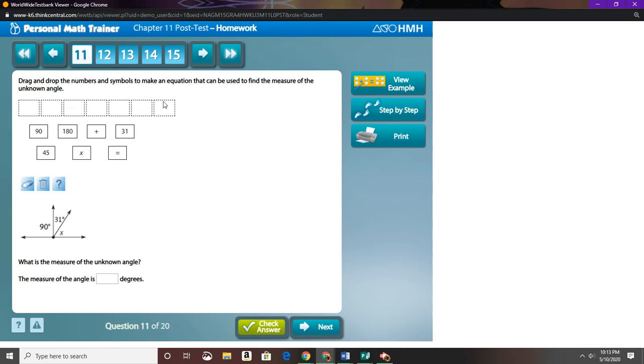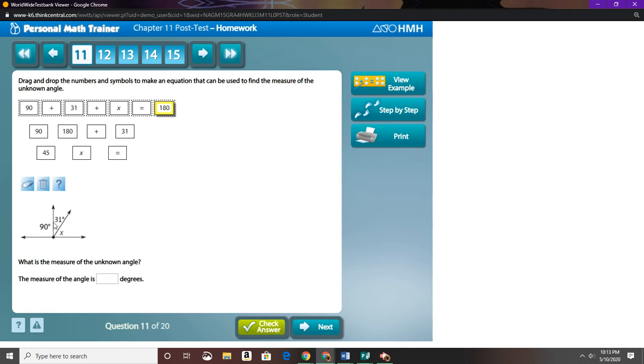Drag and drop the numbers and symbols to make an equation to find the measure of the unknown angle. Well, let's see. If I take 90 and I add that to 31 and I add that to the x, then that should give me a straight angle of 180. I know this gets confusing because some of you want to do subtraction.